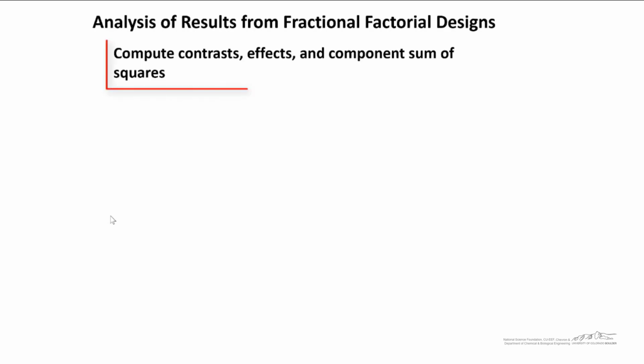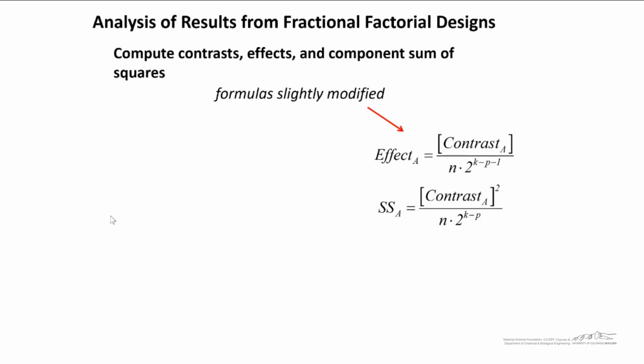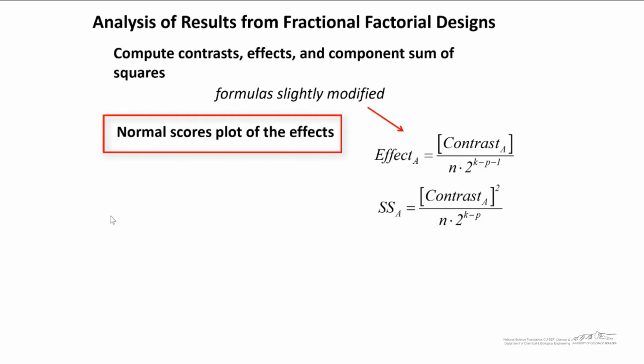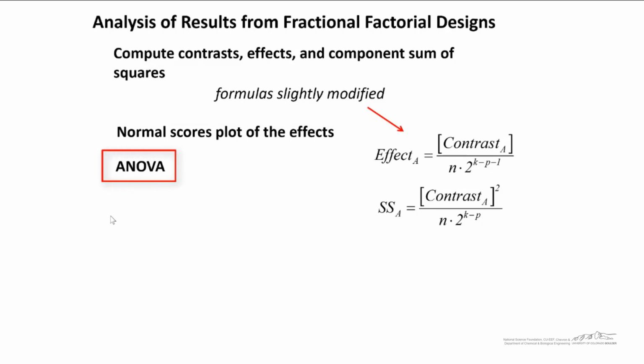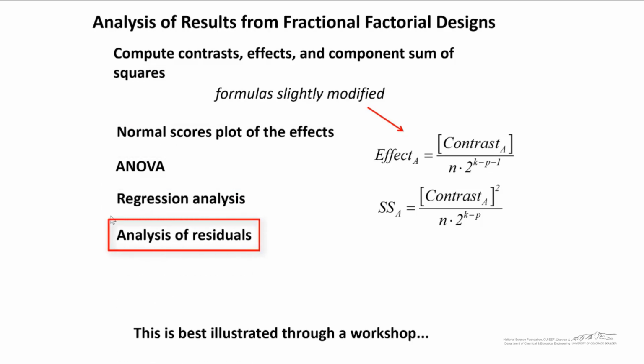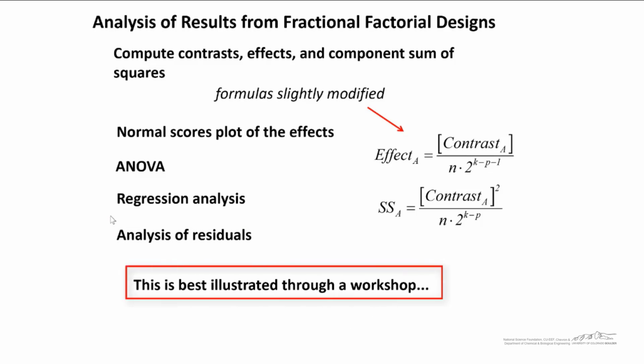The statistical analysis of these fractional factorial designs is a little more complicated. We still compute contrast, effects, and component sum of squares. The equations and formulas are a little bit different. We have a P in the exponent here in the denominator for the effect equation and the sum of squares of that effect. It's typical to create normal scores plots of the effects, also known as normal effects plots. We can use ANOVA. We can use regression analysis. We can analyze our residuals. And this is all best illustrated through a workshop.